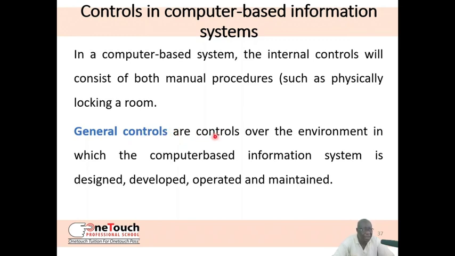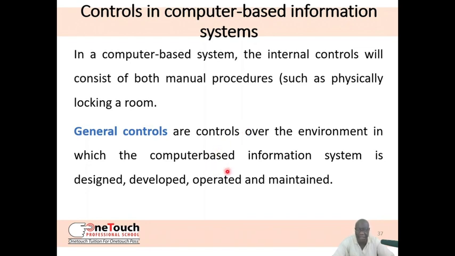General controls are controls over the environment in which the computerized information system is designed, developed, operated, and maintained. That is why in many companies the server room is not accessible by any stranger. It's strictly for the IT people, because that is the general control.